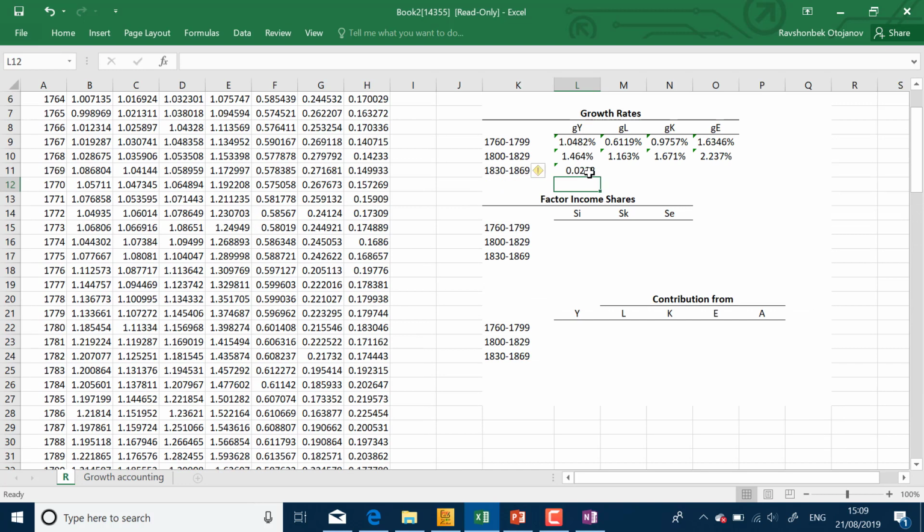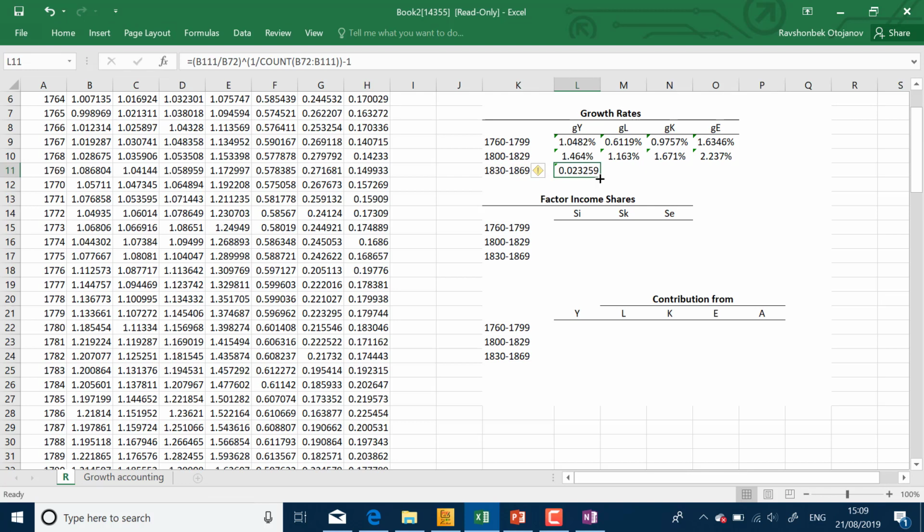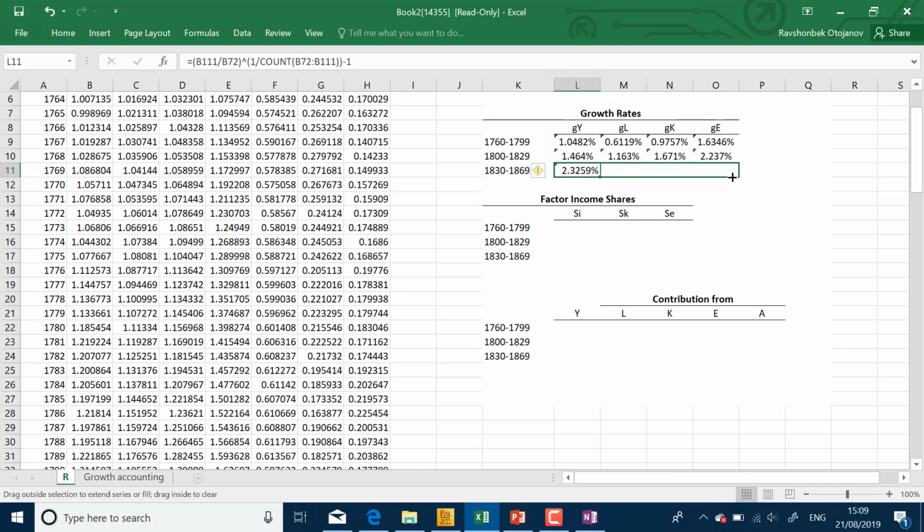Right, so the average annual growth rate, wow, it's 2% now. So this is the period where the growth of the economy was higher. So output was higher. For some reason it didn't copy the percentage sign, so let's do a manual percentage sign and 4 decimal places and extend. Right, okay. As you can see, this tells you how the growth was in each period.